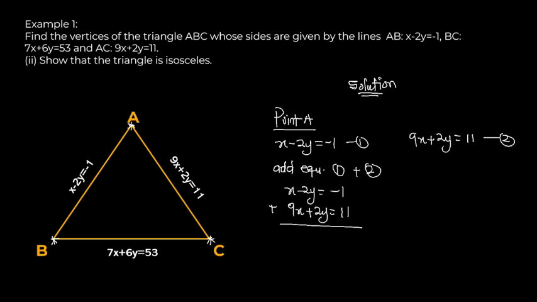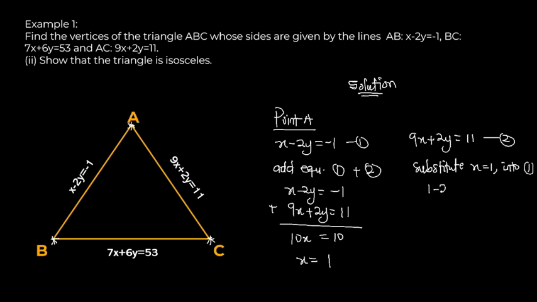So x plus 9x will give me 10x. -2y plus 2y will give me 0. This is equal to -1 plus 11, which will give me 10. Now I have 10x is equal to 10. If I divide both sides by 10, x will give me a value of 1. Now that I have my value of x, I'll need to substitute x, which is equal to 1, into any of the equations, either equation 1 or equation 2. So I'll put it into equation 1 for this example.